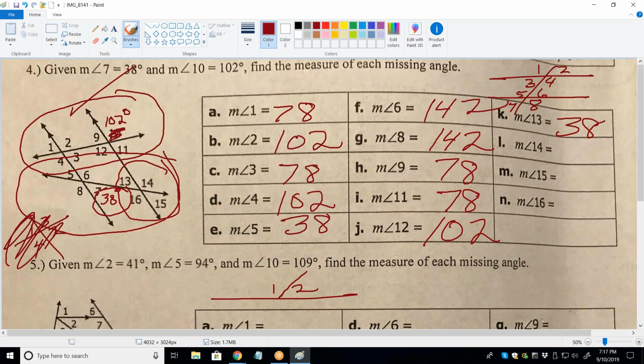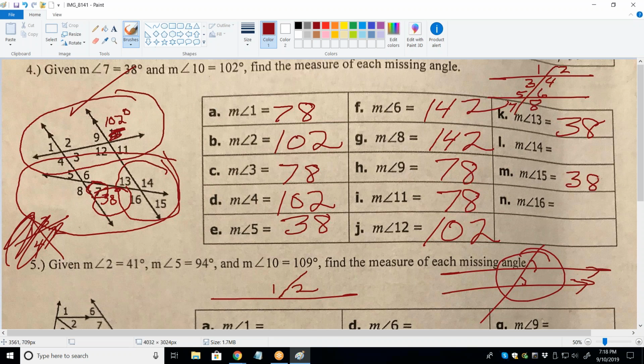There's another way to do this. Let me show you. Instead of paying attention to alternate interior angles, which I never have liked, that angle right there, 7, is equal to what other angle in this picture besides 13? Think corresponding angles. This angle right here is equal to that angle, always. These lines are parallel. So in this picture, angle 7 is equal to which angle? 15. Okay, so 15 is 38 degrees.